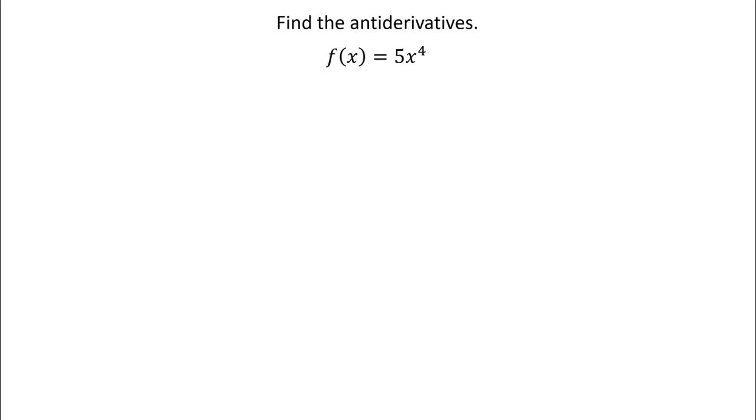So to find the antiderivative of a polynomial function, we're going to increase the exponent by 1 and then divide by the new exponent. That gives us the expression 5x raised to the 4 plus 1 divided by the new exponent, which is 5. Now let's simplify. That gives us 5x to the fifth over 5, which when simplified gives us x to the fifth. But x to the fifth isn't the only antiderivative of 5x to the fourth.